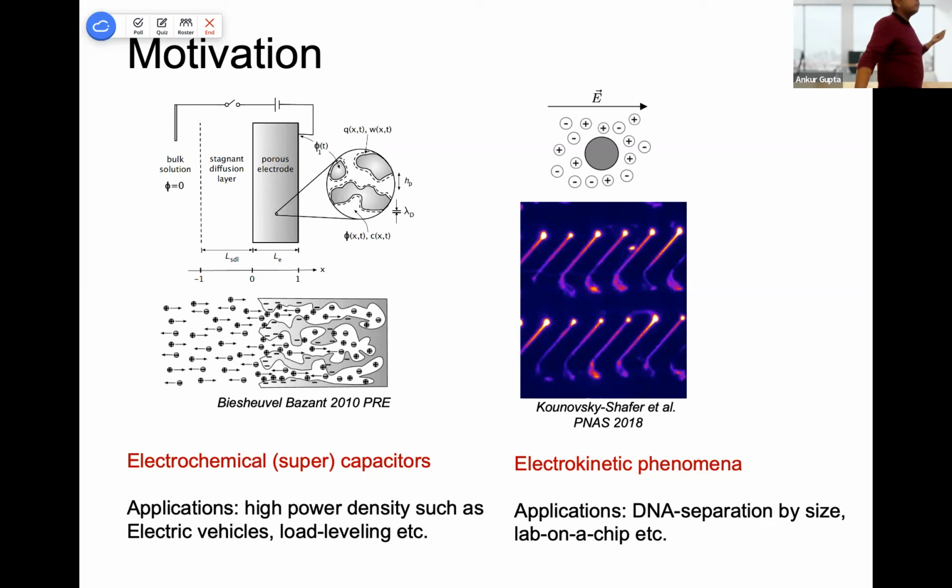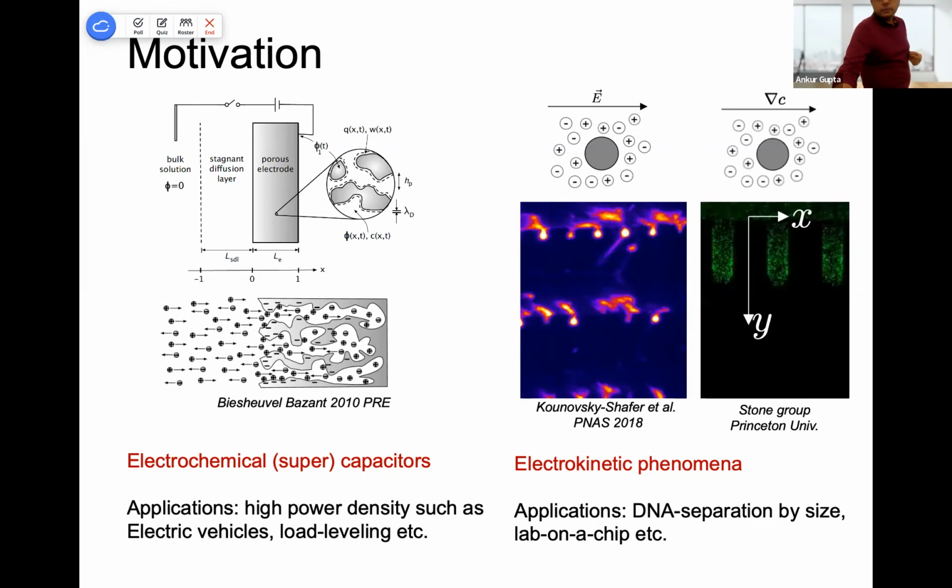And obviously, electrophoresis is one of the key processes which has shaped a lot of DNA sizing. Gel electrophoresis is a process where you essentially separate DNA by size, and that is all based on electrokinetic phenomena and electrolyte transport.